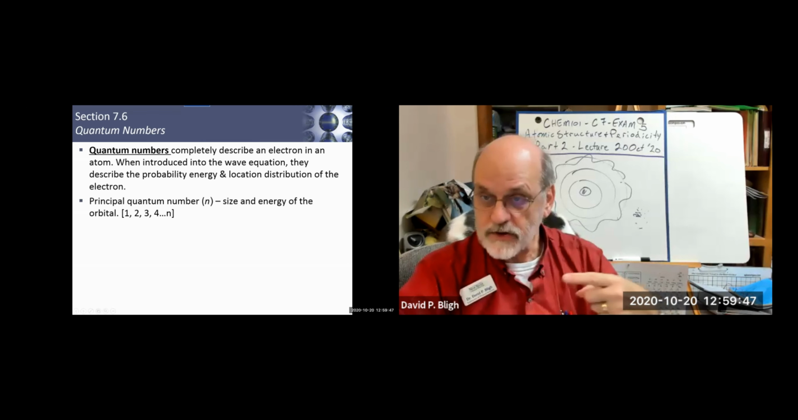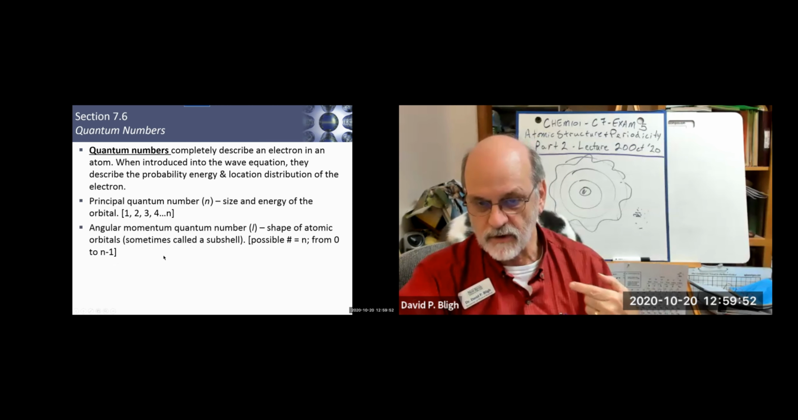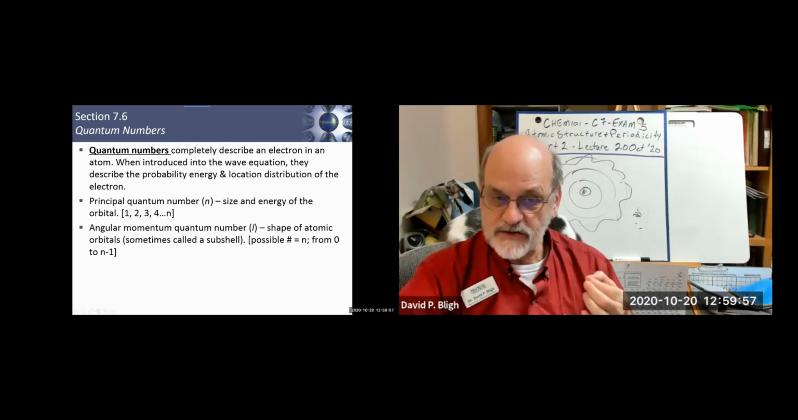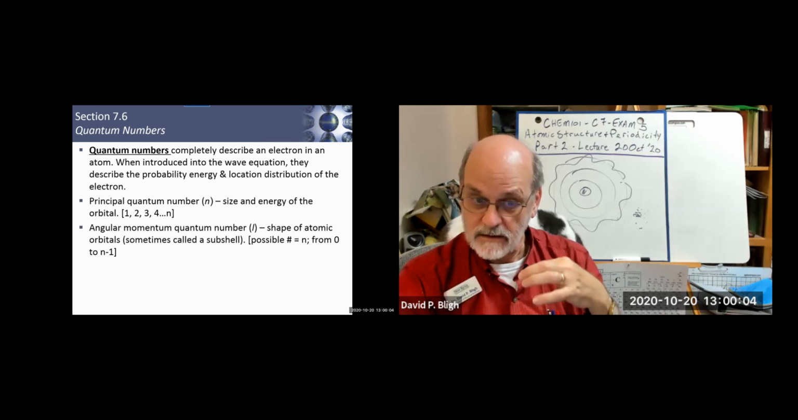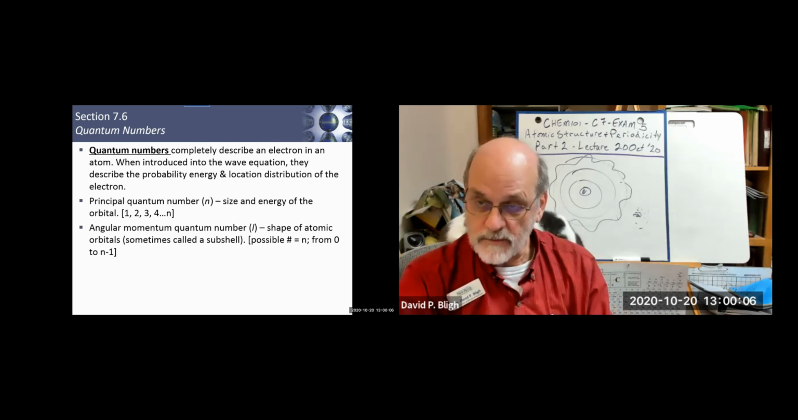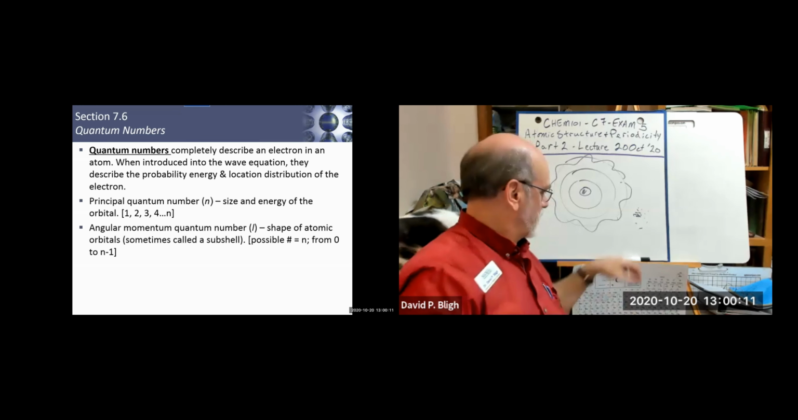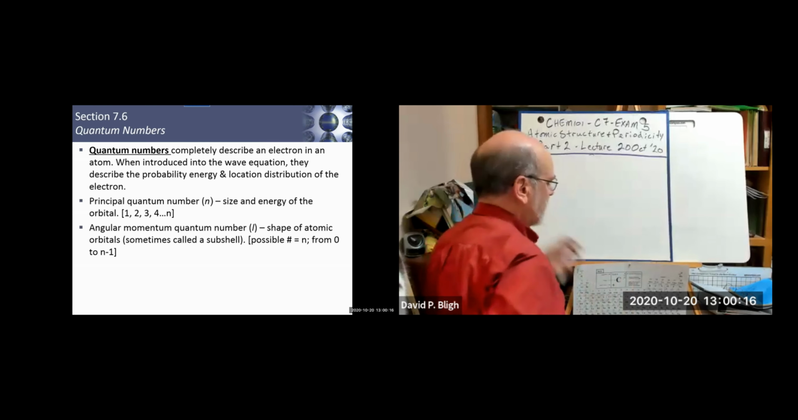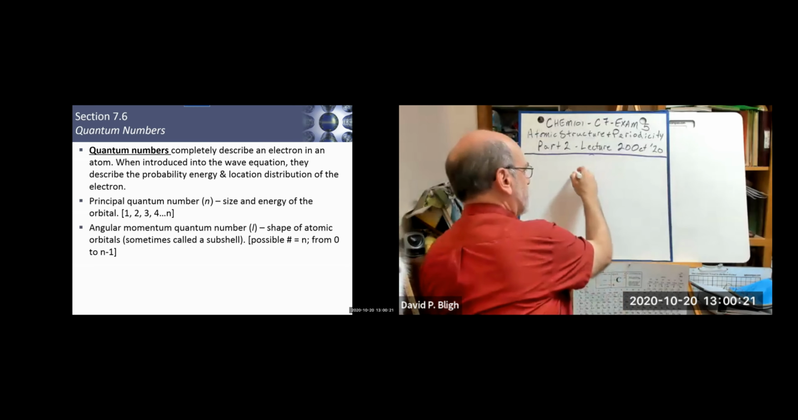Now, from that number, you can derive the next level, the angular momentum quantum number, or l. And l is derived from n, and you can have as many l quantum numbers as the size of the n is. So let me explain that a little differently. Let's say we have an electron at n equals 3.